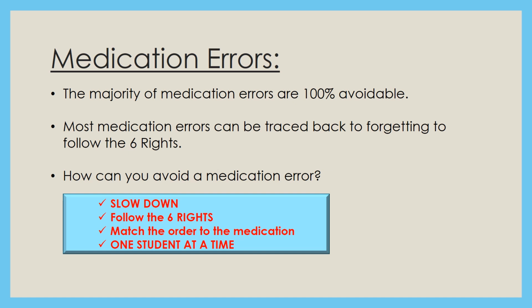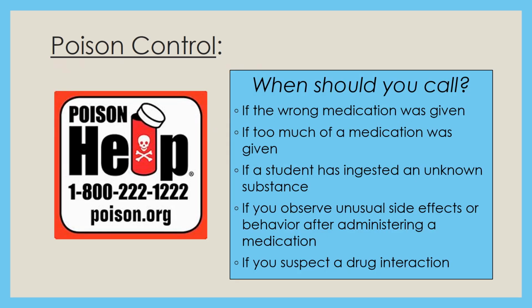The majority of medication errors are 100% avoidable. Most medication errors can be traced back to forgetting to follow the 6 rights. So how can you avoid a medication error? Slow down, follow the 6 rights, match the order to the medication, and only provide medication to one student at a time. The number to poison control is prominently posted in all school health offices.